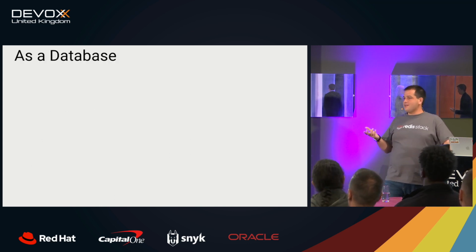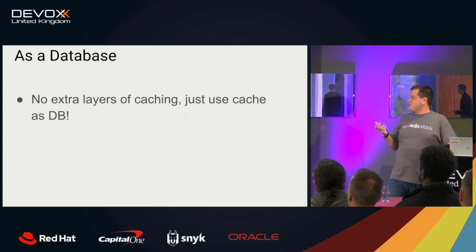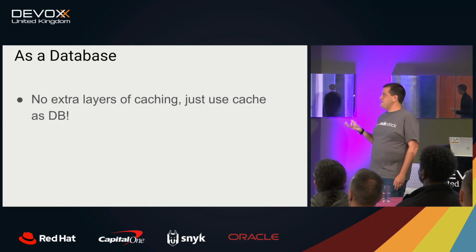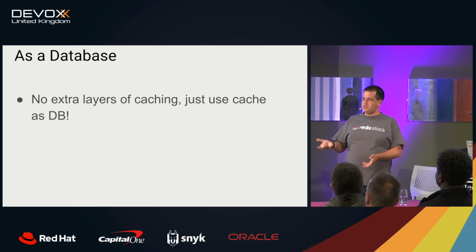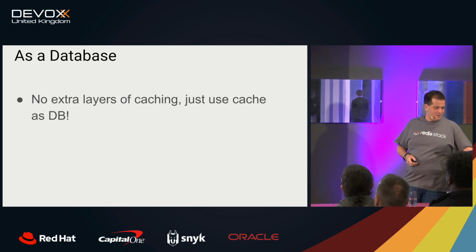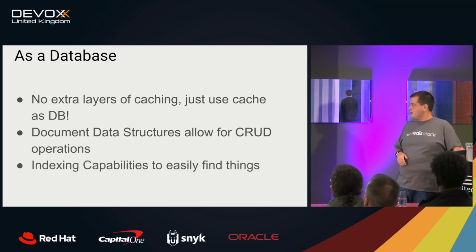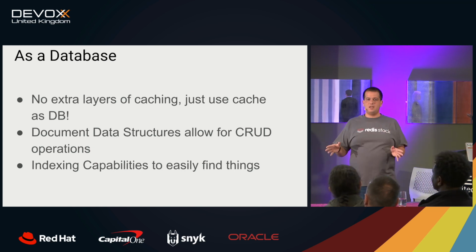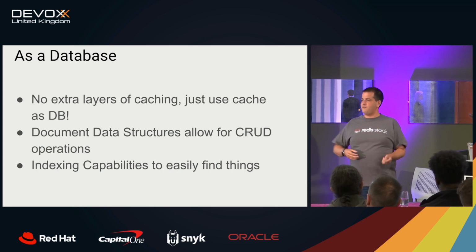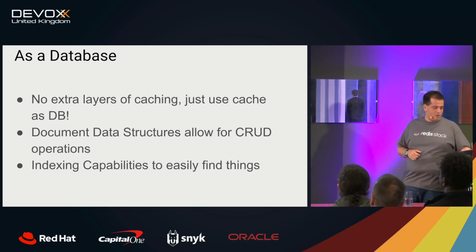And then as a database, and this is the funny one, because you don't actually need any extra layers of caching if you just use the cache as a database. And there are document structures within Redis that allow you to do all sorts of nice CRUD operations. We'll get to that in a little bit. And there are two methods of indexing things, so you can index and actually find things in Redis. And again, we'll get to that in a little bit.